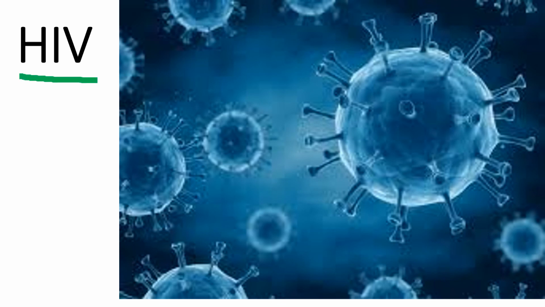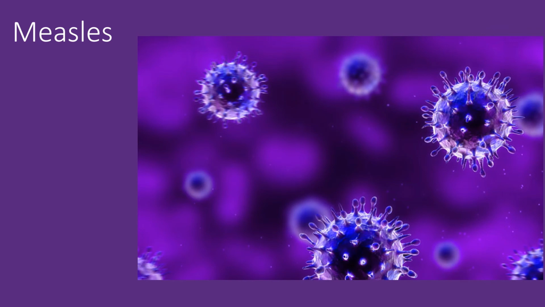HIV. So again, we'll talk more about this later on, but the spikes in HIV, we call them glycoproteins, and specifically right here, this is glycoprotein 120 and glycoprotein 41. So again, these are the spikes that allow the viruses to attach to cells and therefore enter into cells. Measles.